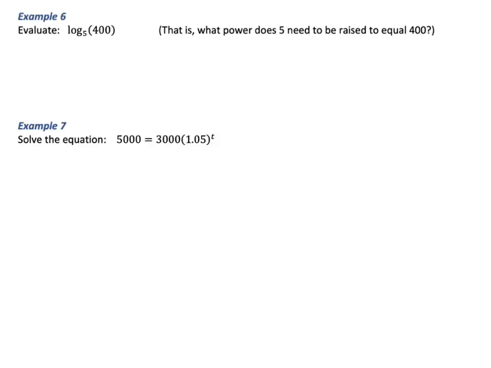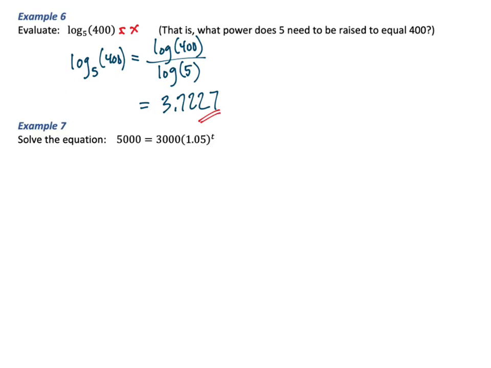To see how we can use that, let's take a look at example 6, which says, evaluate log base 5 of 400. Again, I don't have that button on my calculator. It equals something, let's say x. What that really means is we're looking for some number x where 5 to the x is equal to 400, but it's really just evaluating what log base 5 of 400 is. So we can convert log base 5 of 400 using our change of base. It could be the log of 400 divided by the log of 5, which is about 3.7227.